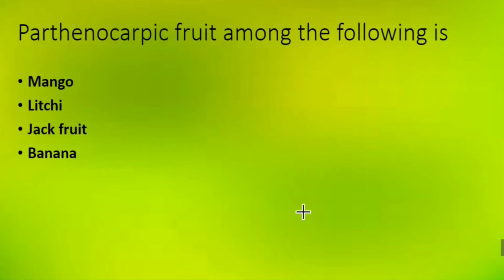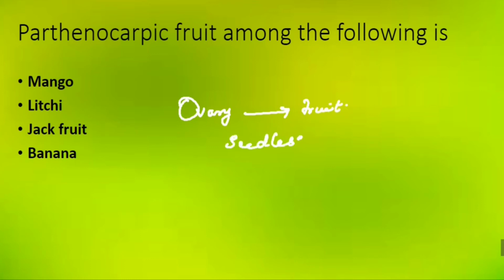Parthenocarpic fruit among the following is. What is a parthenocarpic fruit? The ovary directly turns into fruit without fertilization. So there is no seed. Right? In mango, lychee, jackfruit, seeds are present. Banana is the parthenocarpic fruit where seed is absent. When you look at a banana fruit, you know within that there is a black colored thing in the middle. That is nothing but the rudimentary seeds, but they are not viable seeds able to reproduce. So banana is a parthenocarpic fruit.